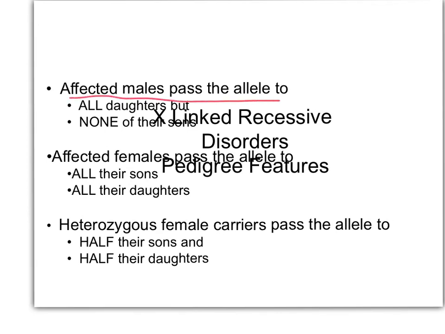Affected males pass the allele, not the trait, just the allele, which would be what? That, to all their daughters, but none of their sons. The allele, right? Who do males pass the Y to? The sons. Never an X.